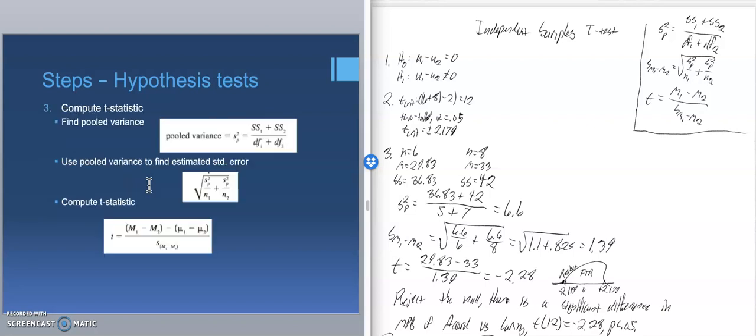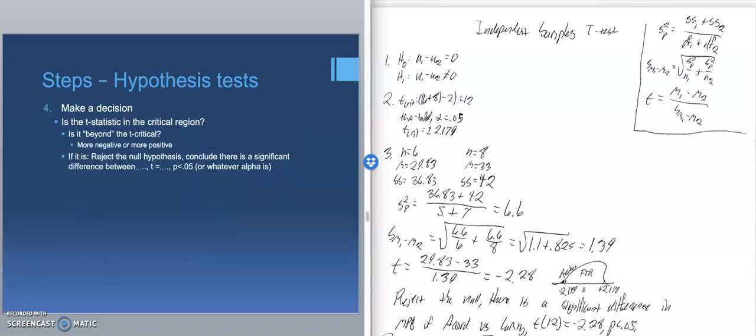Just to lay this out further, we find pooled variance: sum of squares plus sum of squares over DF plus DF. Use that to find estimated standard error, using pooled variance all under the square root. And then compute the t: M1 minus M2 over estimated standard error. Then you make a decision, right? Do we reject or fail to reject? Is it beyond the t critical, positive or negative? If it is, we reject. If it isn't, we don't reject.